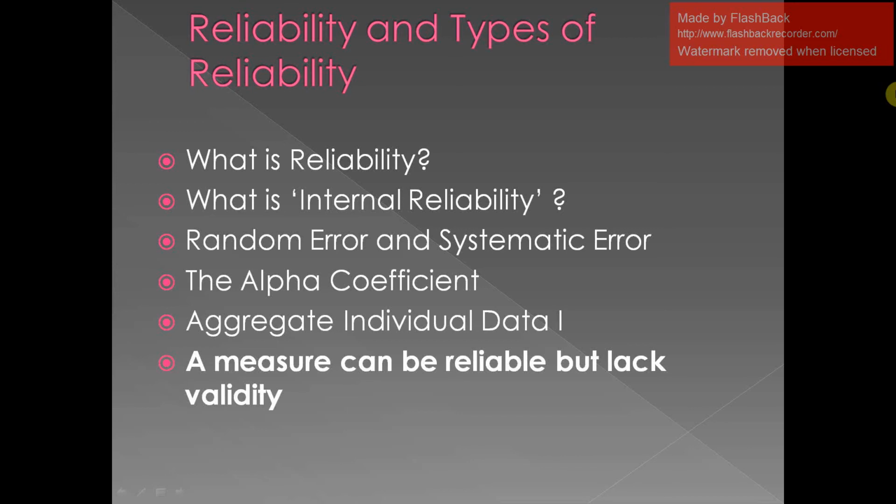A measure can be reliable but lack validity. In other words, a measure can consistently assess the same construct, but this consistency can be observed even if the measure does not actually measure what it claims to. Thus, the validity of a measurement is central to its accuracy.